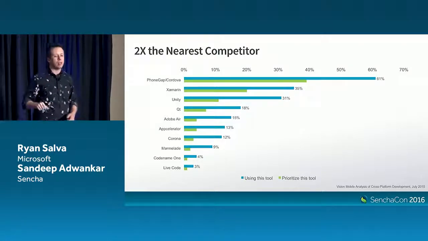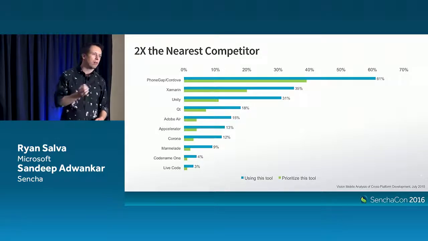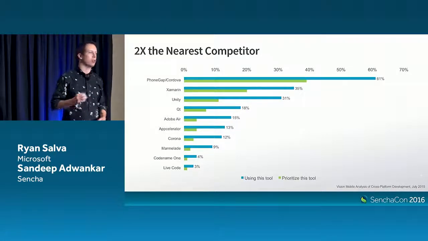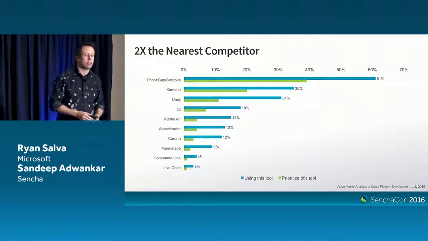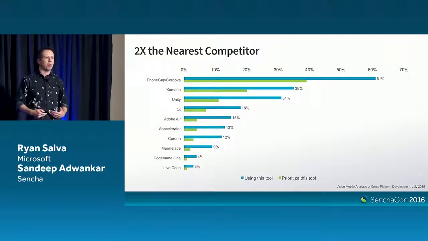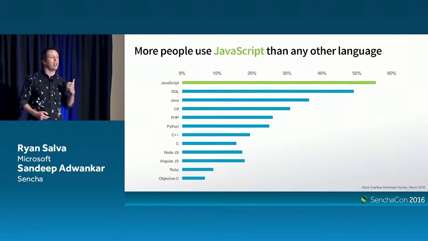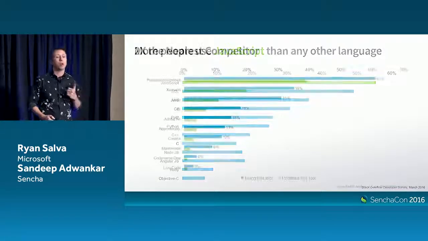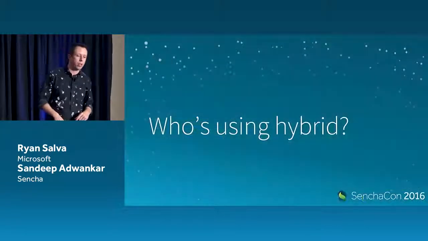The blue lines here are using the tool. The green lines here are prioritizing the tool. So if given the choice, they will choose this always above anything else. All right. So clearly Cordova has got some market momentum here, and largely it's because of all those people that we saw on the previous slide who are using JavaScript. Cordova allows you to continue doing that, right?